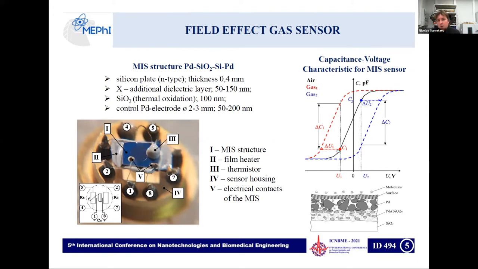Here is the typical characteristic of the sensor response based on capacitance-voltage dependence, which is managed by the area of space charges created by diffusion of gas at the interface of the palladium electrode and the SiO2 dielectric layer, creating some space charge, which shifts the characteristics. The shift of the characteristic produces our response.